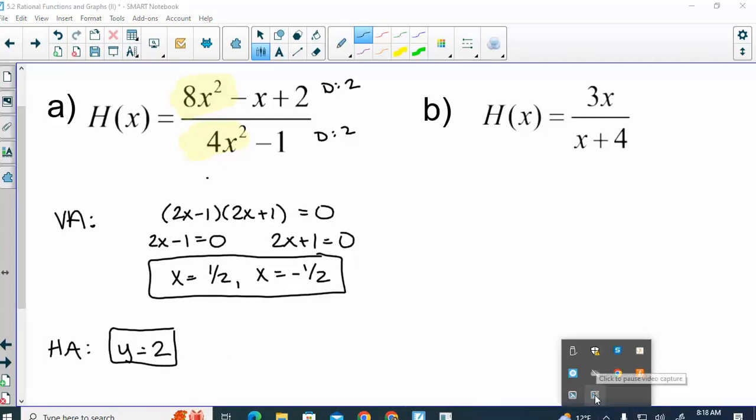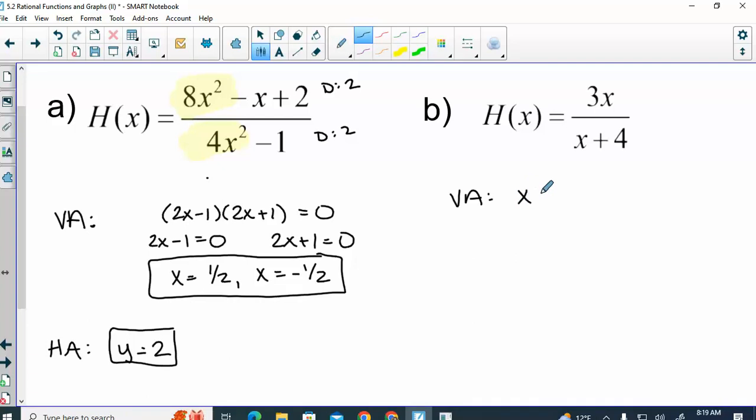So vertical asymptote is always x equals, and it's just what makes the bottom 0. So what makes x plus 4 equal 0? Negative 4. Horizontal: what's the degree of the top? 1. Degree of the bottom is 1. So if it's the same degree, you divide those leading coefficients. It's 3. And it's horizontal, so it will be y equals 3. Okay. Lana was all over that one. She was right.